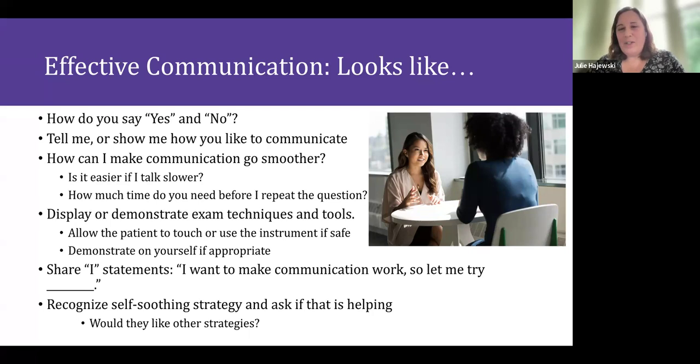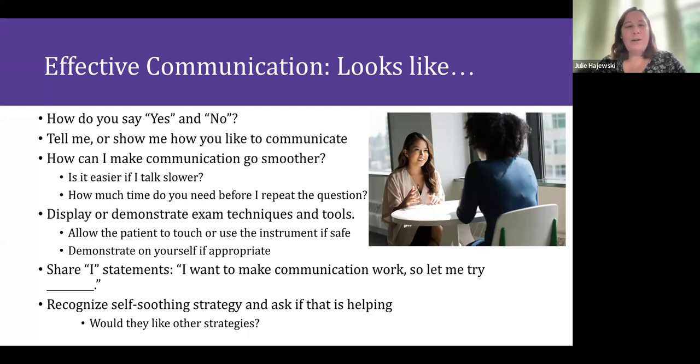Recognizing self-soothing strategies and asking if it's helping. Sometimes I see individuals who may have sensory input strategies that involve fidgeting or tapping or pulling or tugging on something. And I will see a caregiver or a family member say, hey, stop that for a minute while they're here. And I'll go, oh, please don't. That's okay. They're processing other energy over there so they can focus on me also today. And I'm okay with that, right?